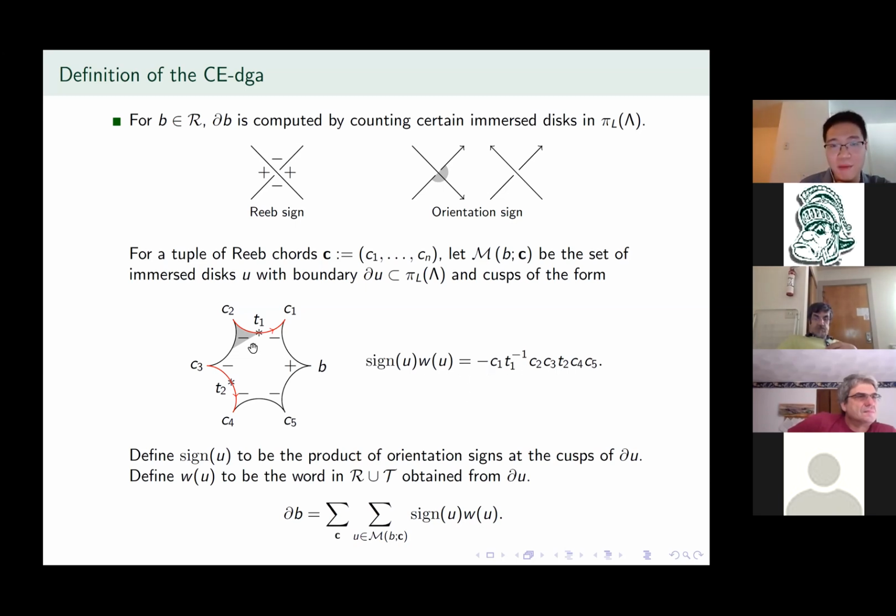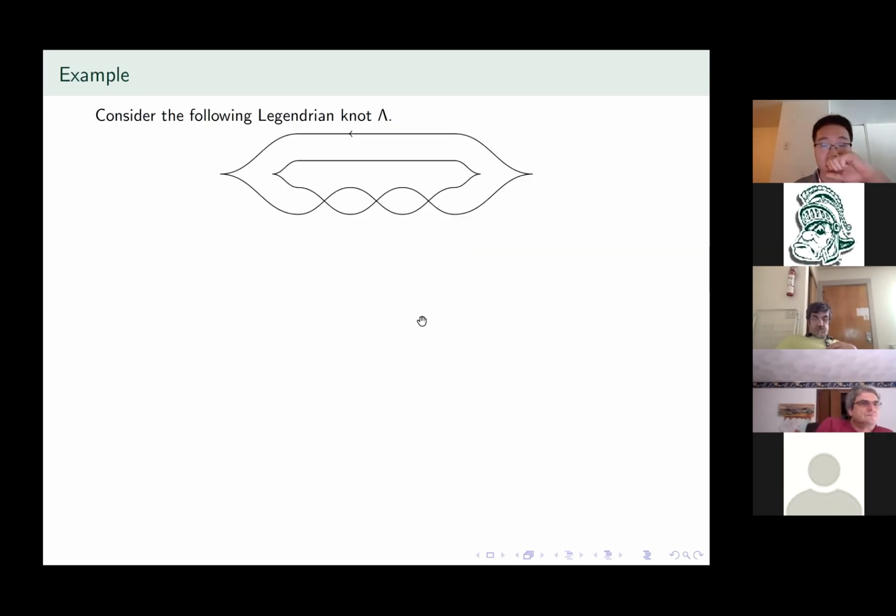And then the minus sign, because one of the corners is shaded. So if there are an odd number of corners shaded, then it's a minus sign. If there are an even number of corners shaded, then it's a plus sign. Okay, so that's how you compute the term. All right, so let's actually do an example.